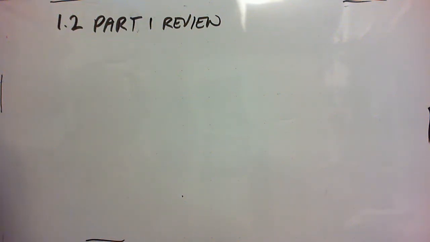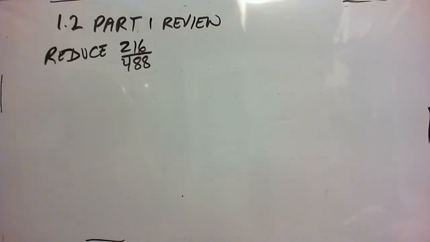Okay, we're going to do the 1.2 part 1 review here. The first problem: reduce 216/488. Try this on your own and then come back in and see what I get here.